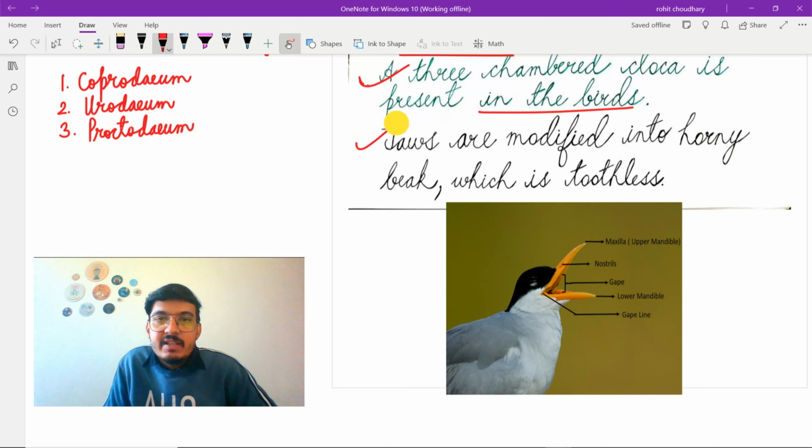The next feature is jaws are modified into horny beak, which is toothless. As there are no teeth present in the beak, and we can see the upper beak is made up of maxilla, that is upper mandible, and lower beak is made up of lower mandible.